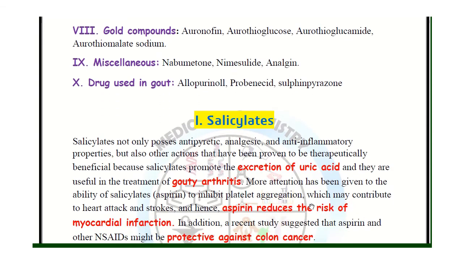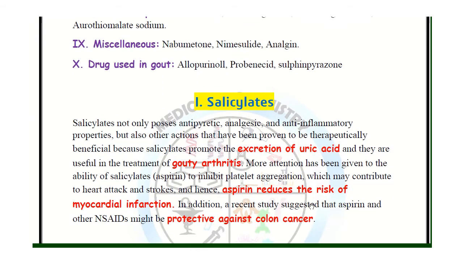More attention has been given to this class because of their ability to inhibit platelet aggregation, meaning they have an important role in the inhibition of platelet aggregation. That's why they contribute to reducing heart attack and stroke, and are useful in reducing the risk of myocardial infarction because of their ability to inhibit platelet aggregation.